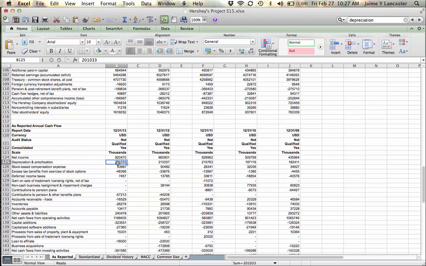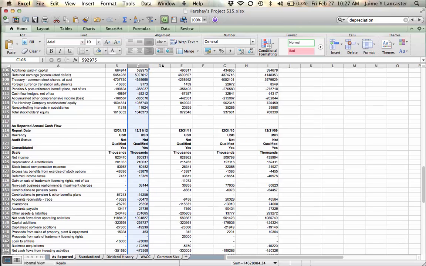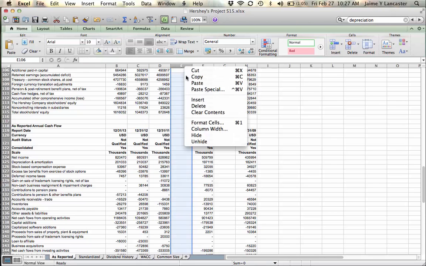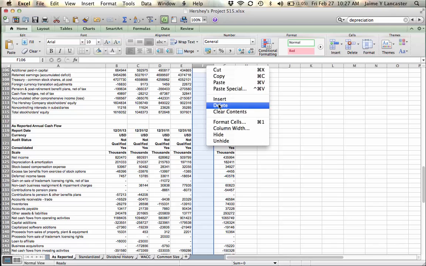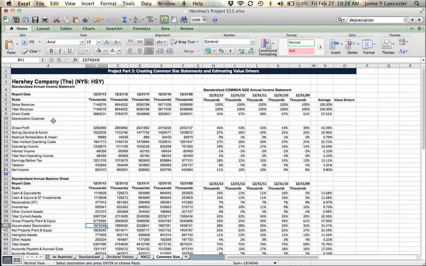I can't just copy that whole row because these are deleted. I'm cheating. Well, not really. It's not really important to delete these columns, but if you delete those columns, it'll be easier to grab your depreciation and amortization. I can copy it, take it back here. There we go. Now we have a depreciation and amortization expense.